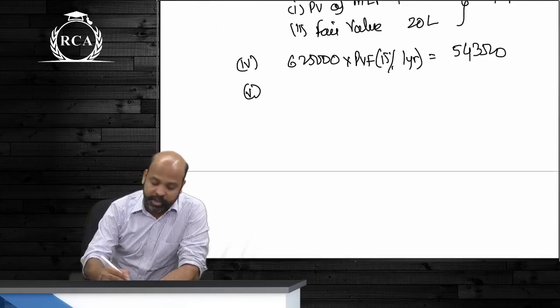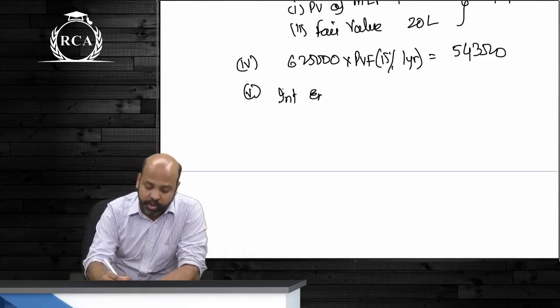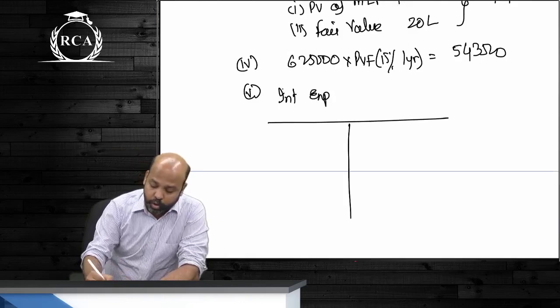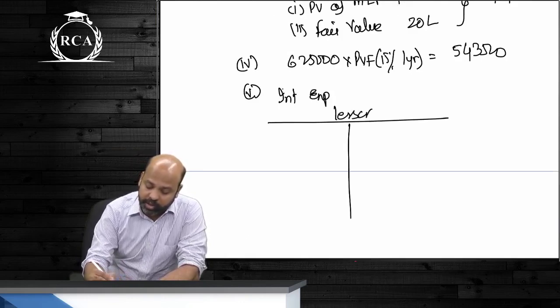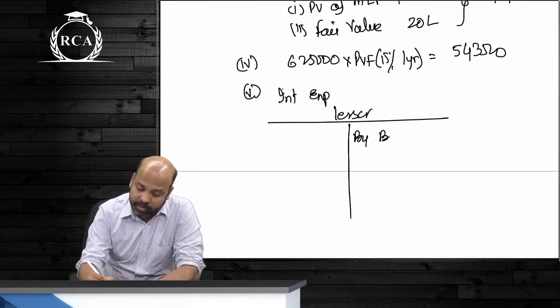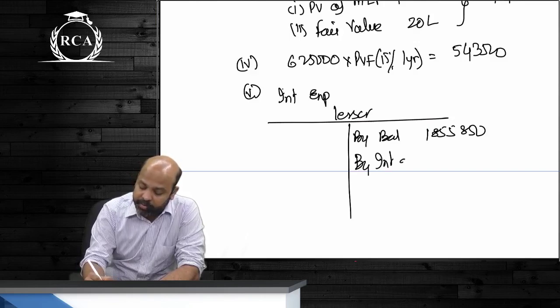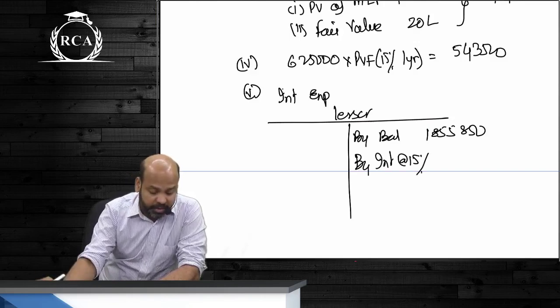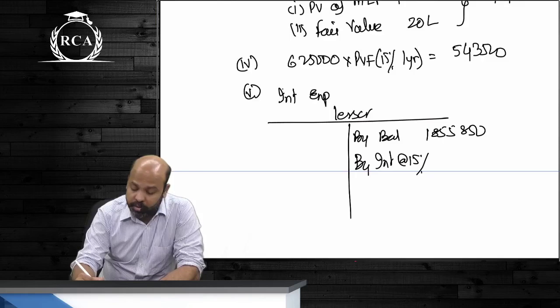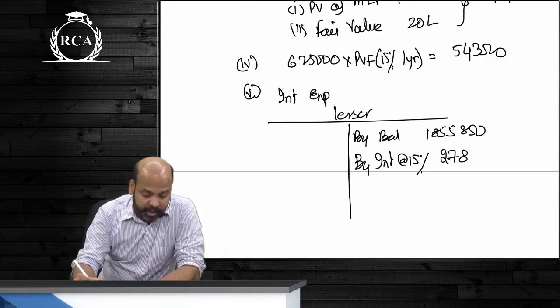Interest expenditure is correct, beta. How will you compute interest expenditure? Don't you think you're going to show the lessor account? How much is the balance in the lessor account, beta? 18,55,850. Won't you book interest expenditure at a rate of 15%? How much is 15% of 18,55,850? 2,78,000.